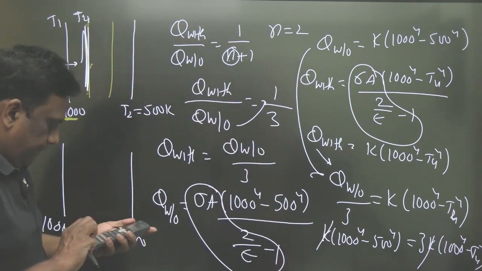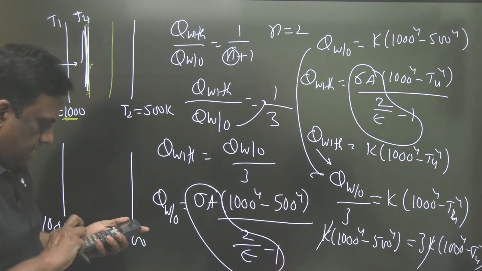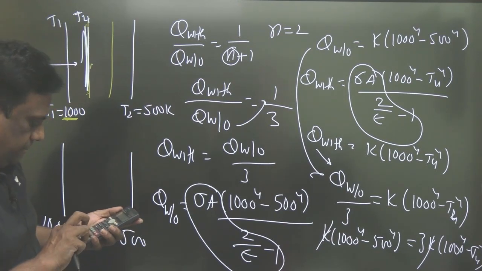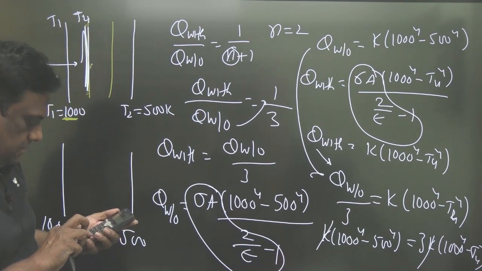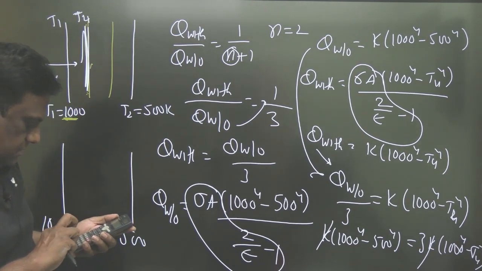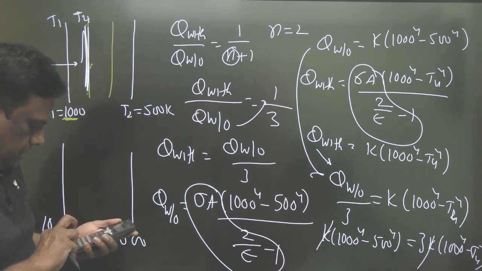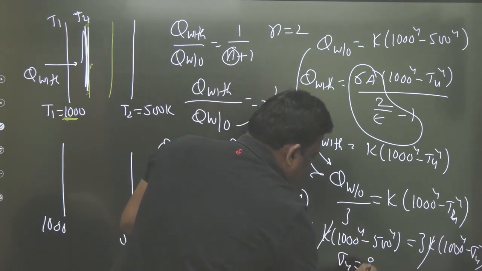This K is gone. And if you are solving, let me check, sirs. I will check once. 1000 power 4 minus 500 power 4 by 3, okay, plus 1000. And I'm getting this T4 as 910.